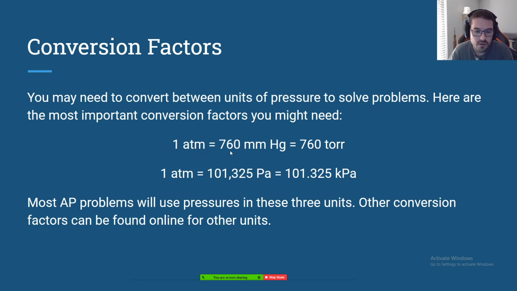1 atmosphere is 760 millimeters of mercury, or 760 torr. Also, 1 atmosphere is 101,325 pascals, or 101.325 kilopascals. Which means that 760 torr is the same as 101.325 kilopascals, because those are both equal to 1 atmosphere. So you can use these conversion factors to convert between units of pressure, and that might be necessary depending on the types of problems you're doing. And obviously you can find conversion factors for the other units as needed. You can find those online.